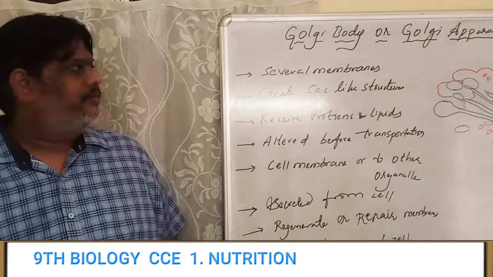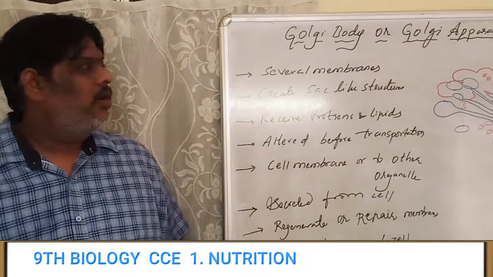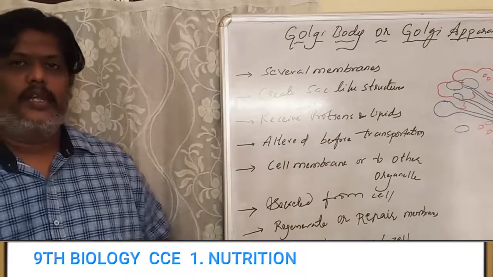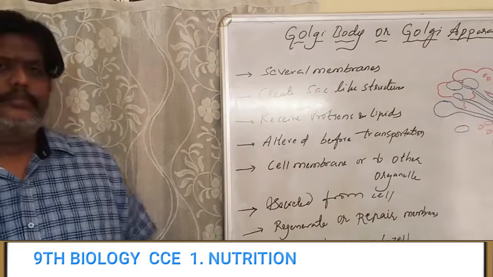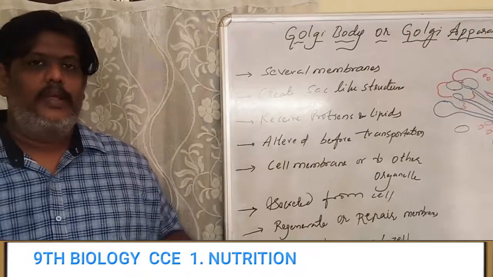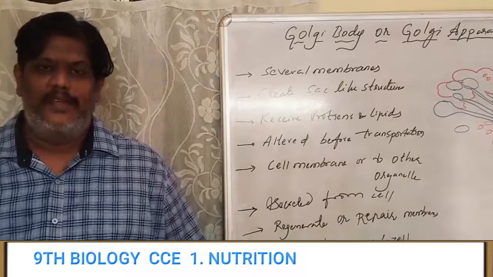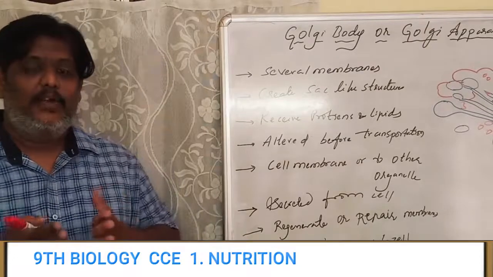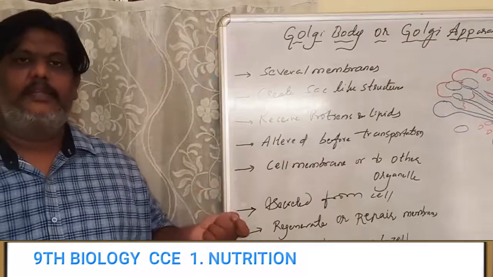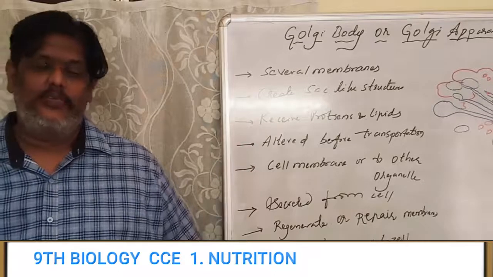Now we are going to see the next topic, that is the Golgi body or Golgi apparatus. You can see here the Golgi body or Golgi apparatus. Basically, the Golgi apparatus is present very much next to the endoplasmic reticulum. It looks like all these tubes are connected. Exactly after the endoplasmic reticulum, the Golgi complex will start. It looks as if they are connected to each other.